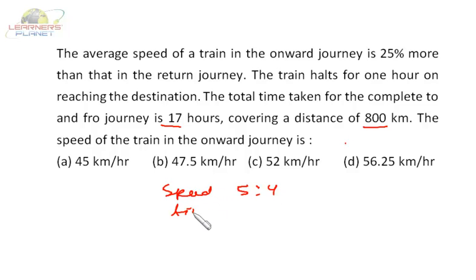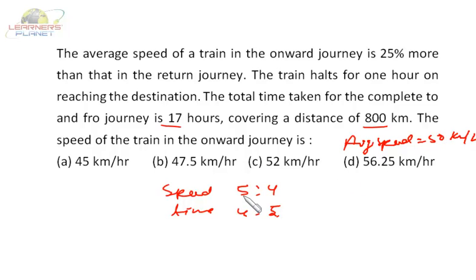That means timing ratio will be 4:5. Friends, the total time taken for the complete to and fro journey is 17 hours and it is taking 1 hour halt at the destination. That means actually it's running for 16 hours and covering a distance of 800 kilometer. So the average speed is 800 by 16, that is 50 kilometer per hour.